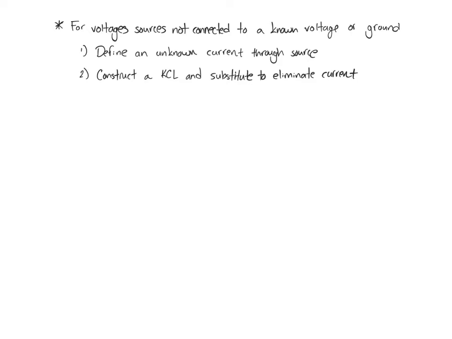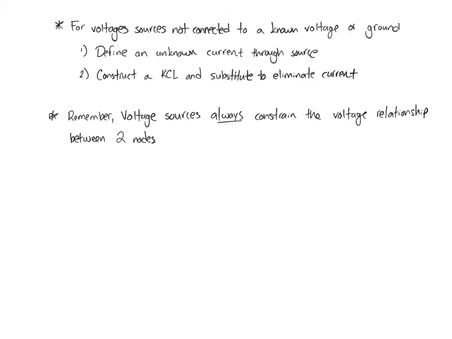So in this case, what we do is define an unknown current through that source. That's what I defined as Ix in the previous example. Once I do that, I can construct a KCL at either of those nodes to eliminate that current. And also remember that voltage sources always constrain the relationship of voltage between two nodes. For example, if I have the voltage source 5 volts connected to nodes VB and VA, as noted here, then I can always write VB in terms of VA or VA in terms of VB.